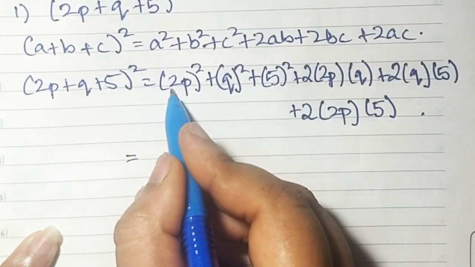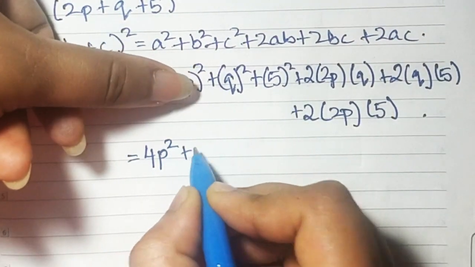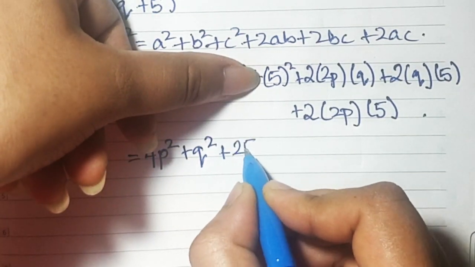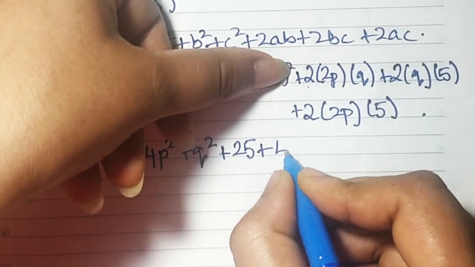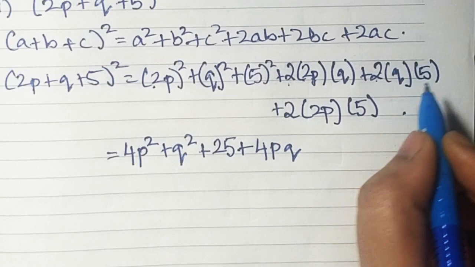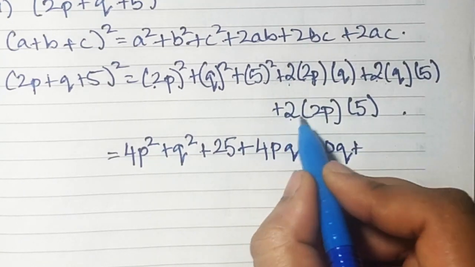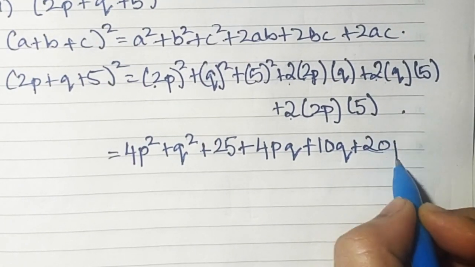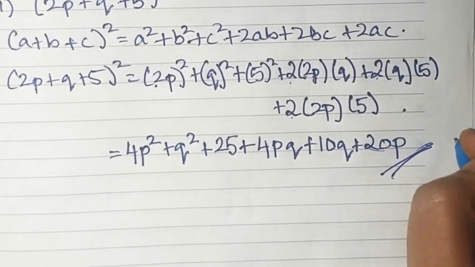This equals square of 2p, which is 4p square, plus square of q, q square, plus square of 5, 25, plus 2 twos are 4, p into q, 4pq, plus 2 into 5, 10, 10 and this q, plus 2 twos are 4, 4 fives are 20, so 20p. All the variables are different, you can't do anything. That's the end of the sum.